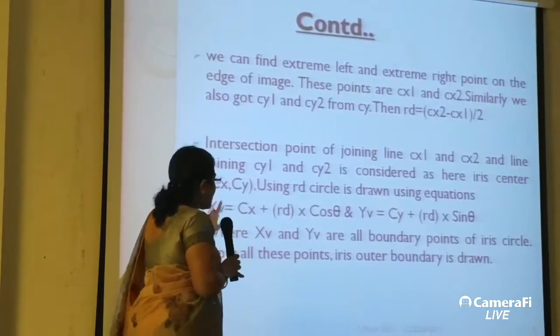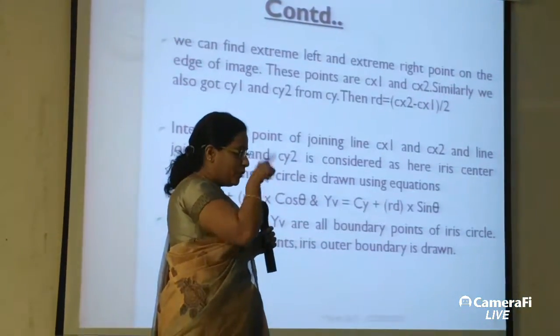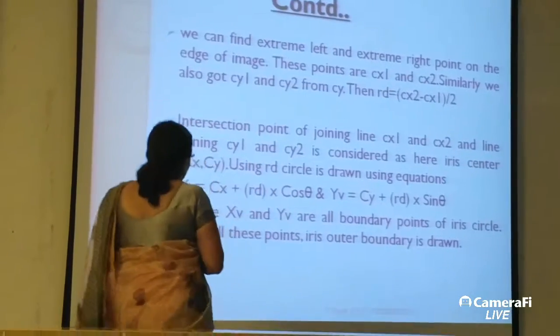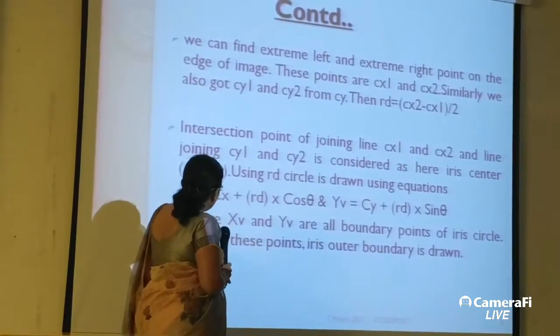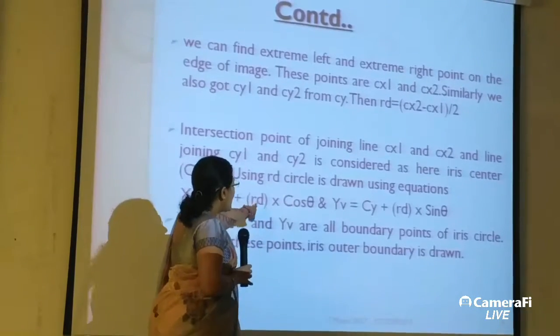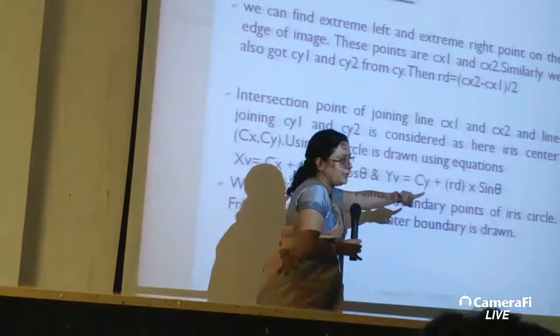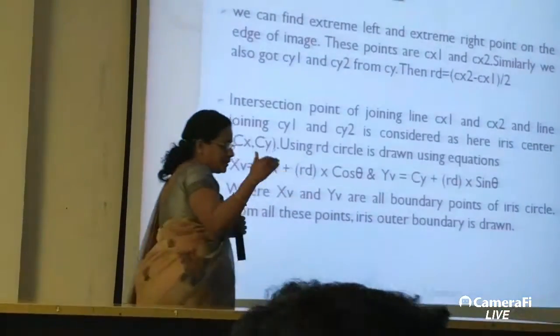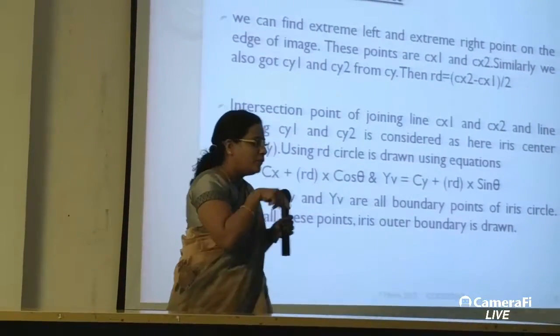After that, as you know the circle equations, I will get the iris outer boundary points. Now I know CX and I know CY. I know RD now. So I will get XV and YV from this circle equation. XV is equal to CX plus RD cos of theta, the general equation, and YV is equal to CY plus RD sin of theta. So theta is increased in some steps, and I will get this XV and YV, which are considered as the boundary points.